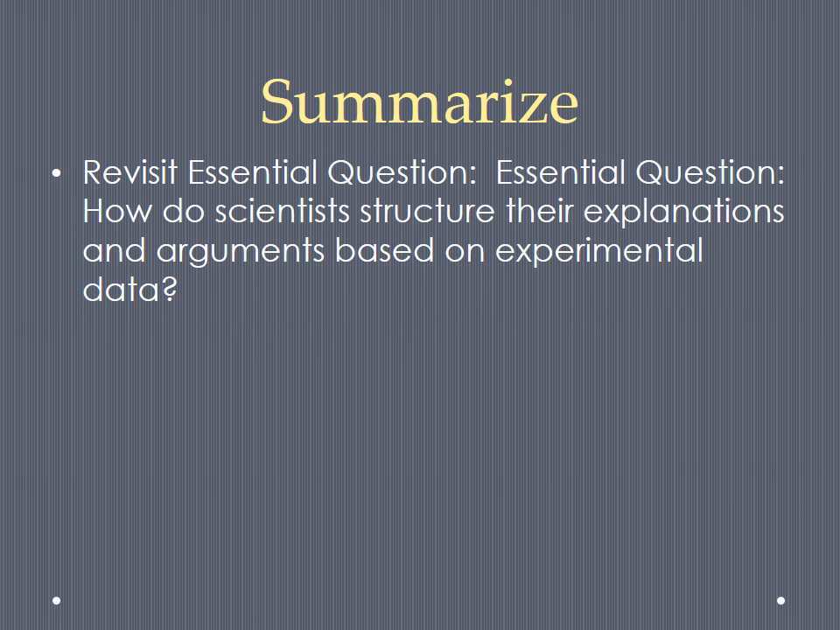So let's summarize by revisiting the essential question. This is something you could use to answer in the summary section of your Cornell notes. It's how do scientists structure their explanations and arguments based on experimental data?